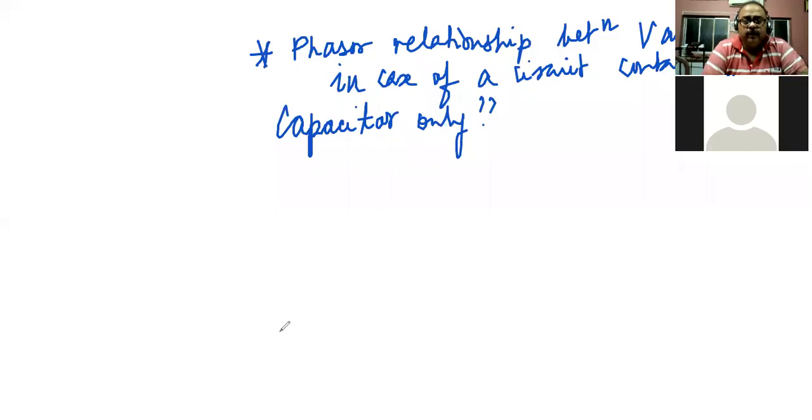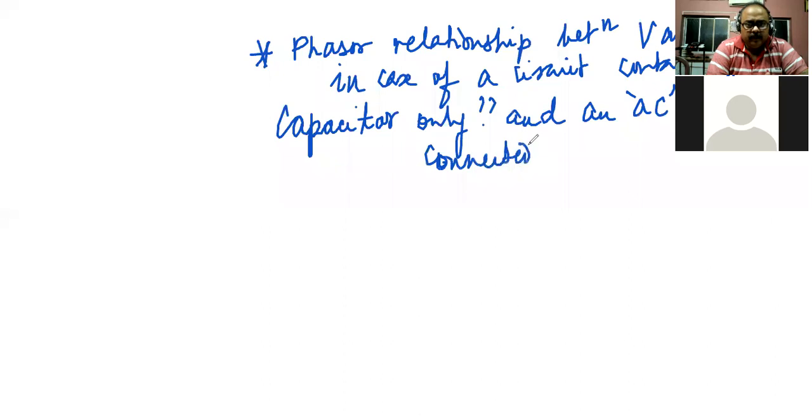Here we'll try to find out the phasor relationship between potential and current in case of a circuit containing a capacitor only. Sometimes we call it a circuit containing capacitor only, and an alternating current supply is connected across it. So we are trying to find out that, and some interesting conclusions will also come from that.